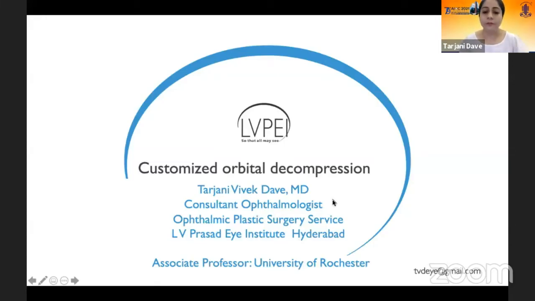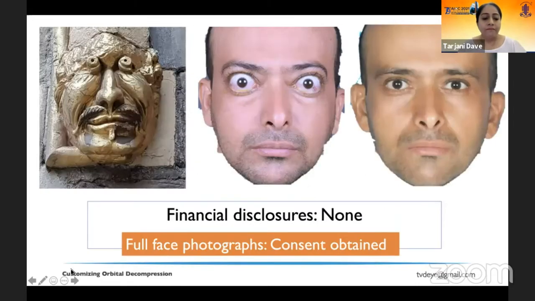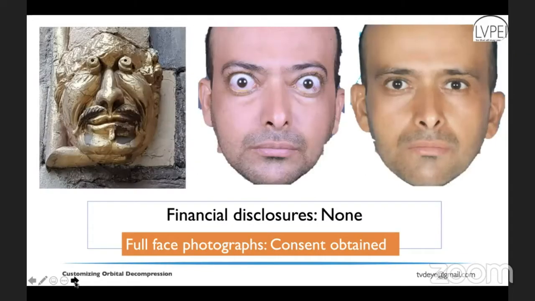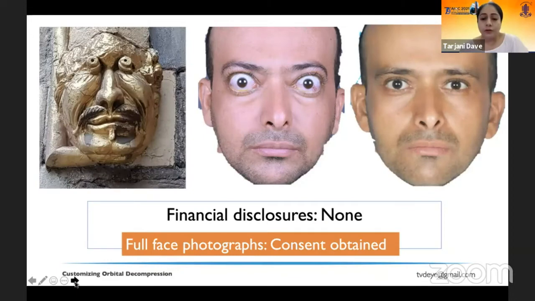Hello, everyone. I'm Tarjini Dave, and taking the management further from what Saurabh has shared, I'm going to talk to you about customized orbital decompression. I hope my slides are visible and I'm clearly audible. I have no financial disclosures to make. You'll be seeing certain full face photographs of my patients for which we have the consent.